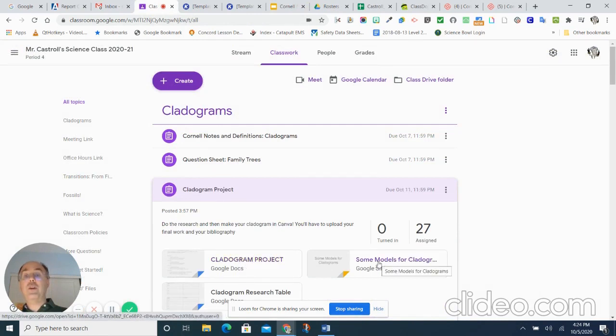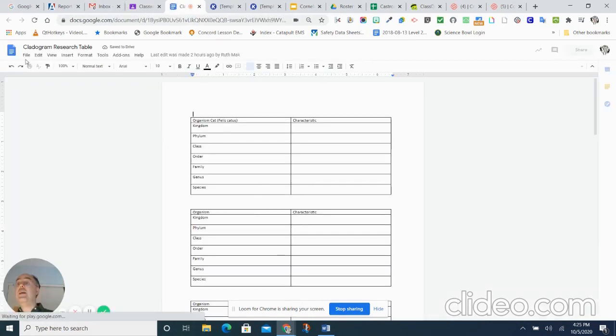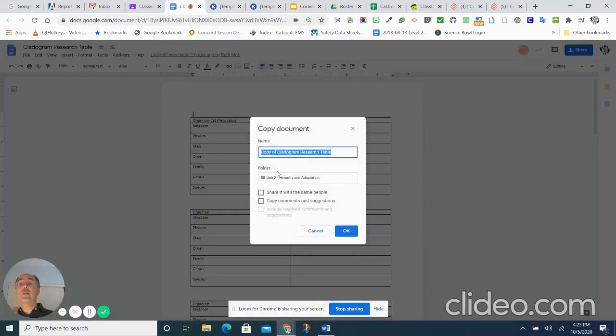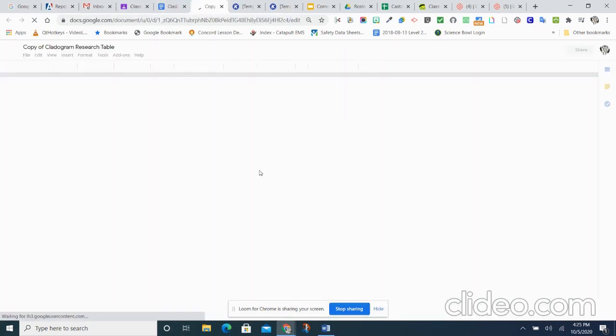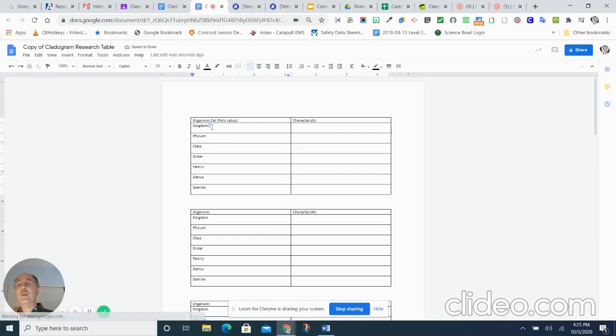There are some models here I'm going to show you in a second, but I also want to show you this research table. And what you'll do, you'll need to make a copy for yourself. So make a copy, but this is a Google Doc, so you don't need to open it in Kami. And then you'll see there are places where you can write information. So I wrote the first organism down, cat, Felis catus. You can choose it or not. I have it written here. I'm actually probably going to take it out for you guys, or you can replace it with whatever you want.